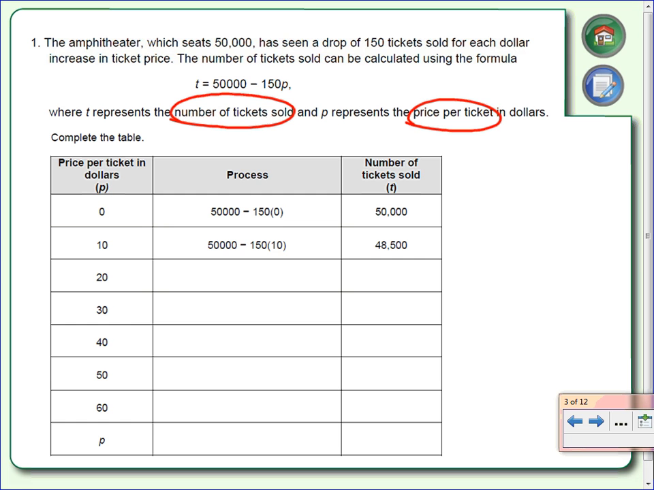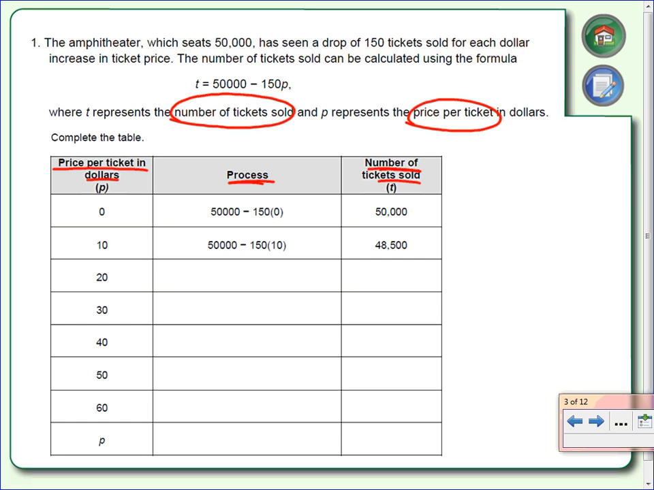So you notice there's a table that we need to complete. And some of that table they've already kind of started for us. So if you look here, there's three columns. The first column is for the price per ticket. Over here, the middle is the process or the work that we're going to go through to get to the answer. And the answer we're looking for is the number of tickets sold.